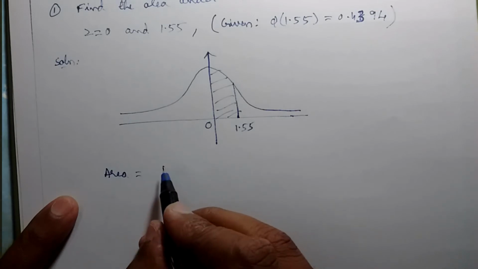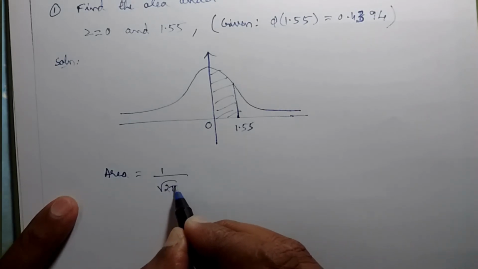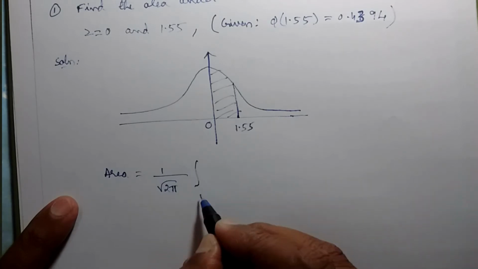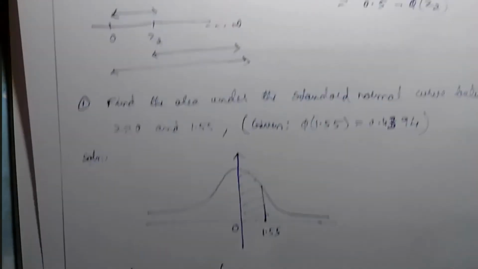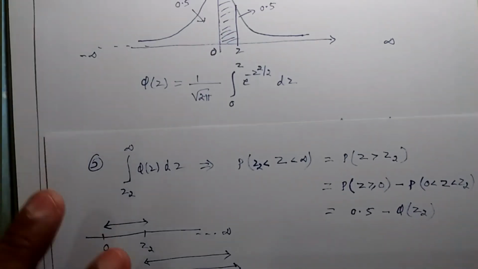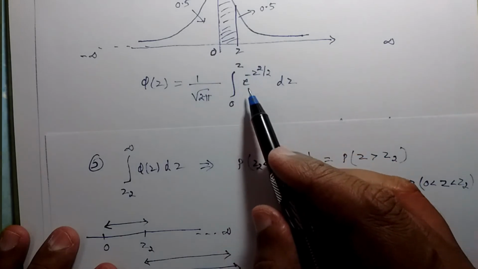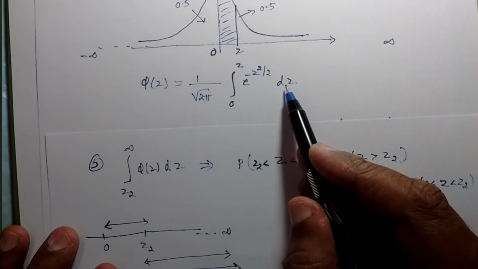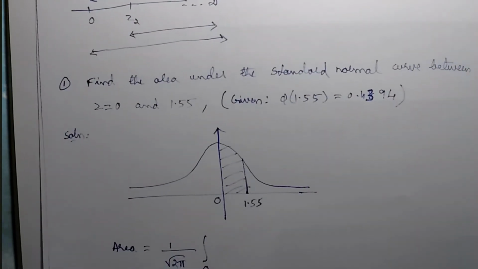So the formula for area I have given you is 1 by square root of 2 pi, integral of 0 to z. So the normal formula that I have given to you, if you can remember, phi of z equals 1 by square root of 2 pi integral 0 to z e power of minus z square by 2 into dz. So I am using that formula over here.